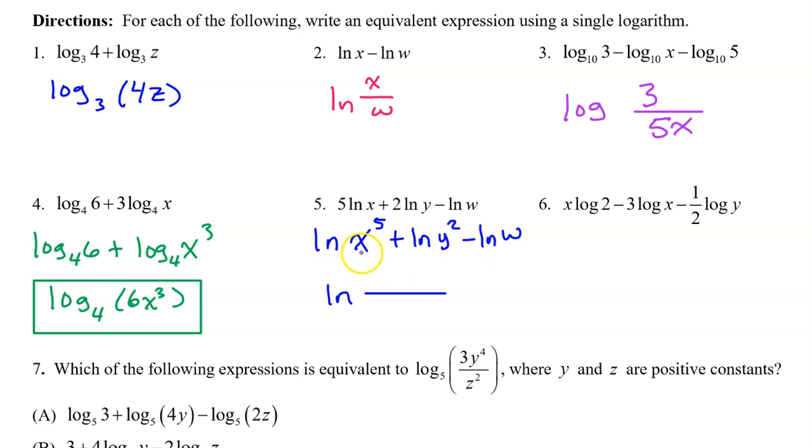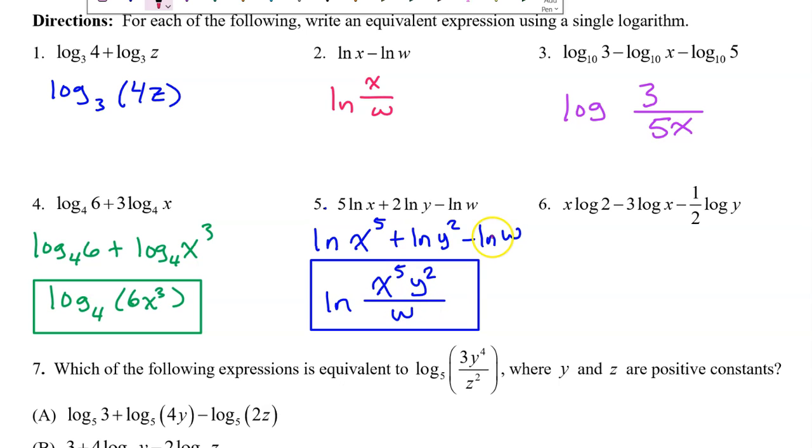So natural log x to the 5th power is a positive term. So the x to the 5th power will end up in the numerator. Natural log y squared, another positive term, so y squared will be in the numerator. The natural log w is a negative term, so the w ends up in the denominator.